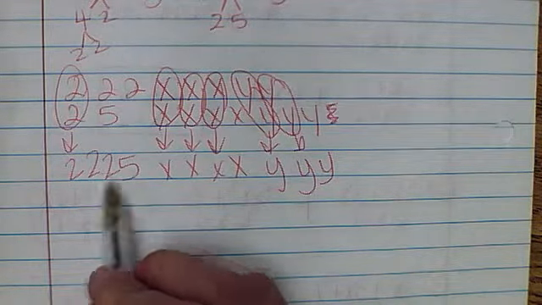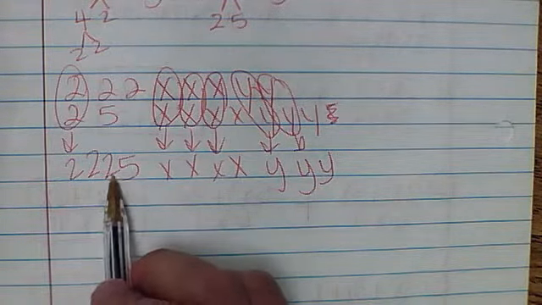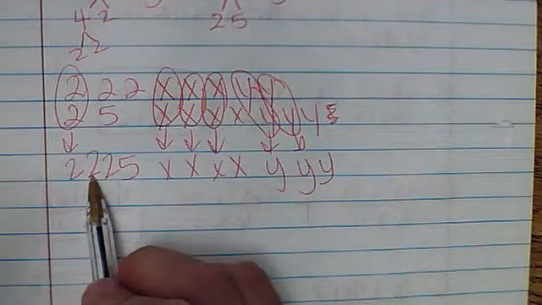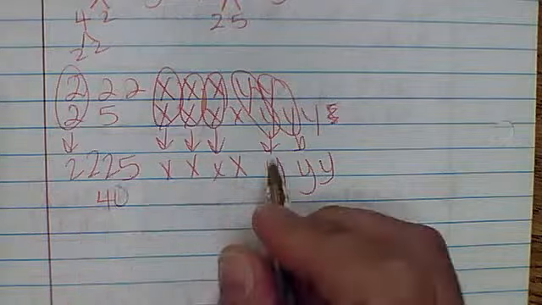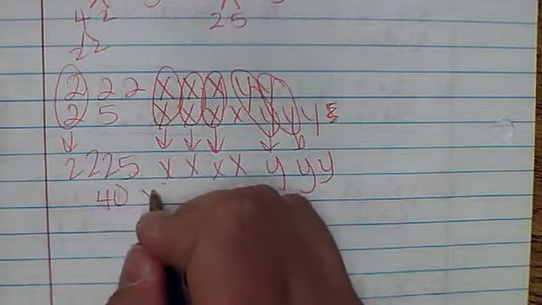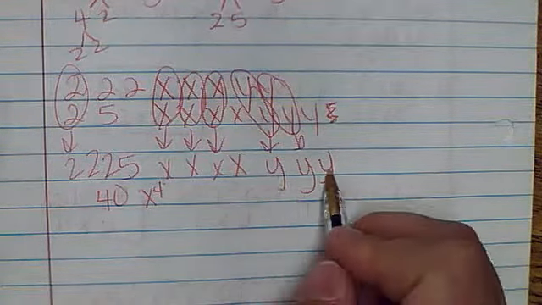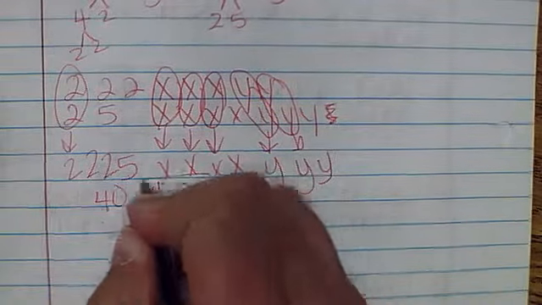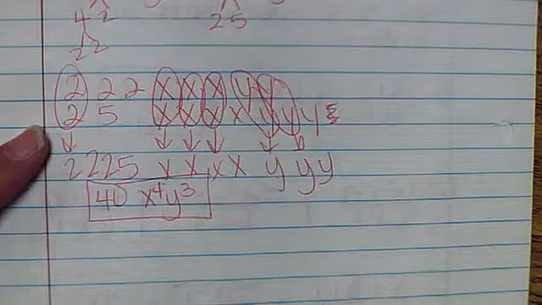2 times 2 times 2. 2 times 2 times 2 times 5. 2 times 2 is 4. Times 2 is 8. Times 5 is 40. x, x, x, x is x to the 4th. y, y, y is y to the 3rd. And there's our answer, 40x to the fourth, y to the third.